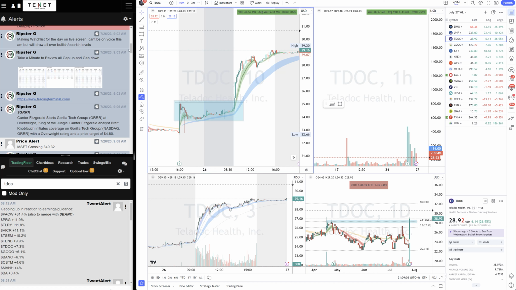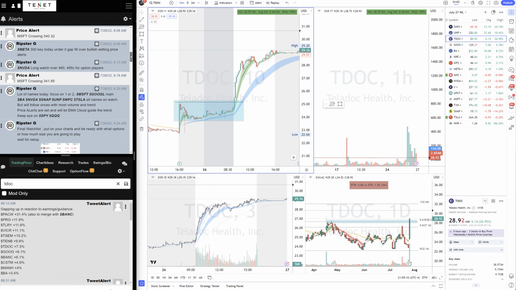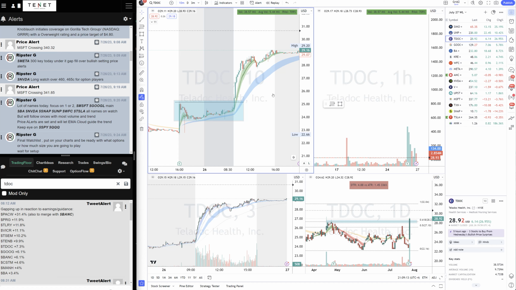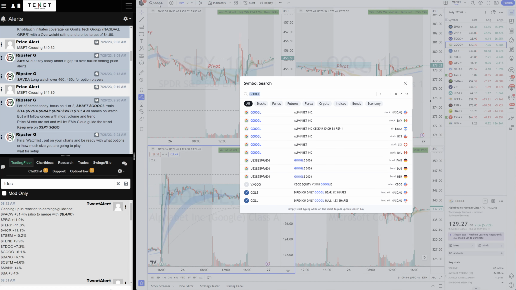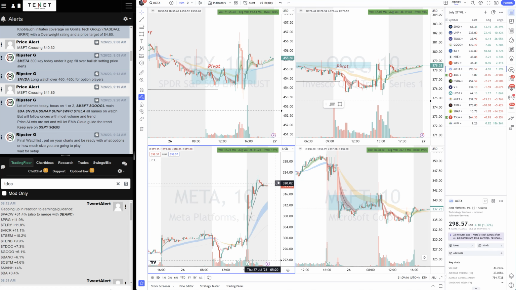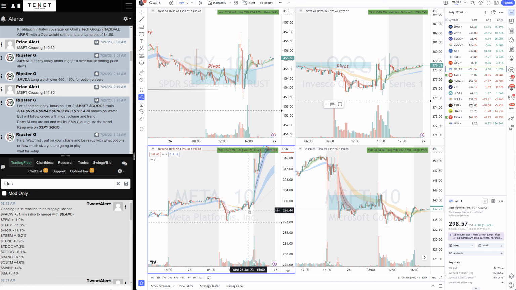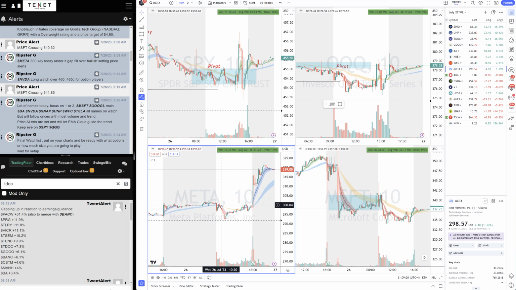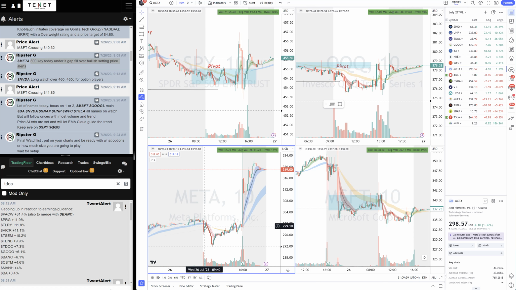So let's see. Right away when the market opened, we talked about Meta. Why was Meta important today, earlier in the day? Because of this 300 level. So Meta bullish over and bearish under. That was the key for Meta, bullish over, bearish under.